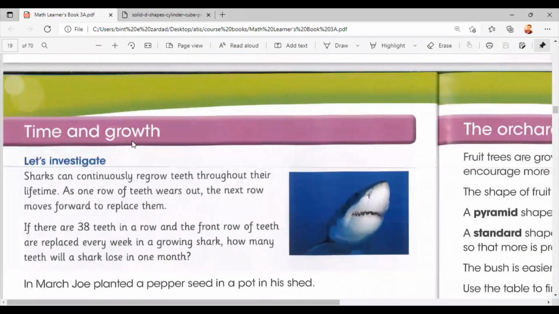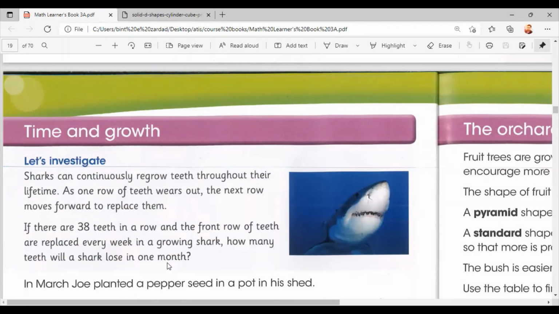Time and growth. Sharks can continuously regrow teeth throughout their lifetime. As one row of teeth wears out, the next row moves forward to replace them. If there are 38 teeth in a row and the front row of teeth are replaced every week in a growing shark, how many teeth will a shark lose in 1 month?